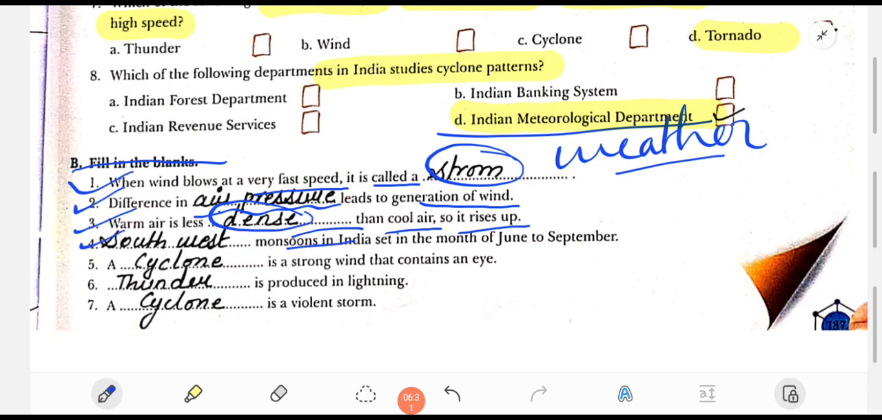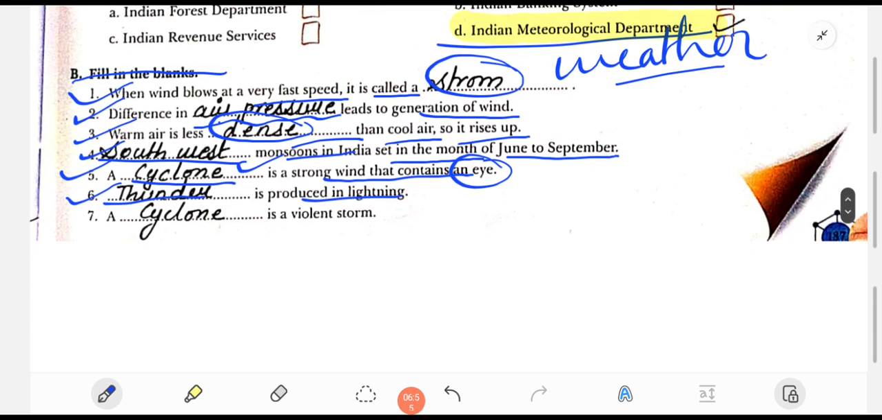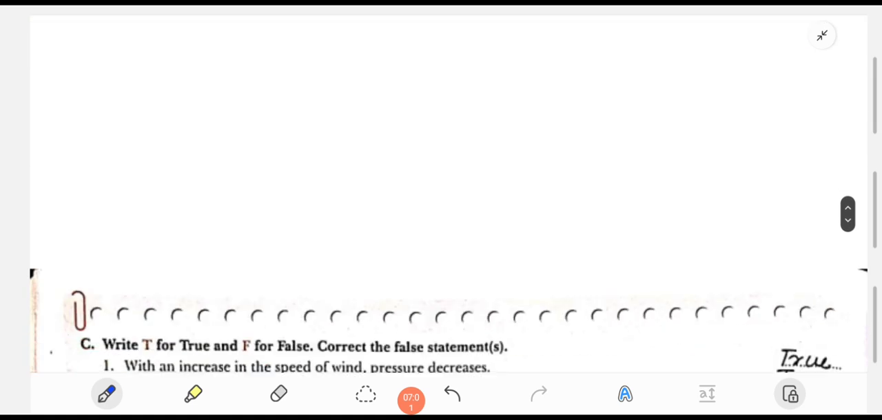Fourth, dash monsoon in India set in the month of June and September, so it is southwest monsoon. Fifth, a dash is a strong wind that contains ice, so the eye is the center part of the cyclone, so answer is cyclone. Sixth is, dash is produced in lightning. Thunderstorm is produced during lightning. Next is, a dash is a violent storm. So cyclone is a violent storm.